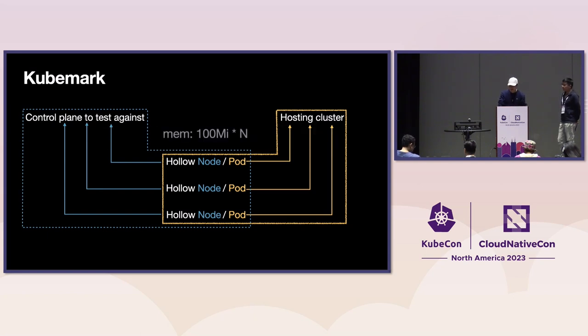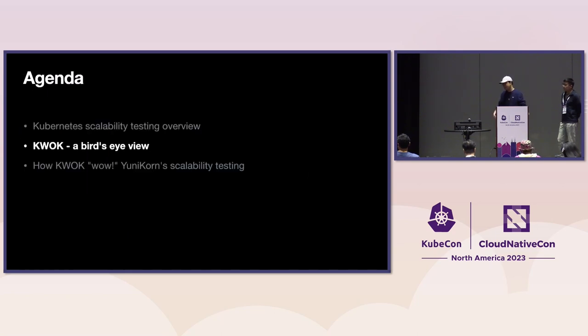The other pain point is that it doesn't come for free. It consumes resource. The initial memory footprint for each hollow node is 100 megabytes. So if you want to compose 5,000, that means you have to have 500 gigabytes to prepare for this kind of testing. That is not trivial resource, I would say. Maybe you have to have a hosting cluster of 100 nodes to simulate the 5,000 nodes test. So how can we make it better?